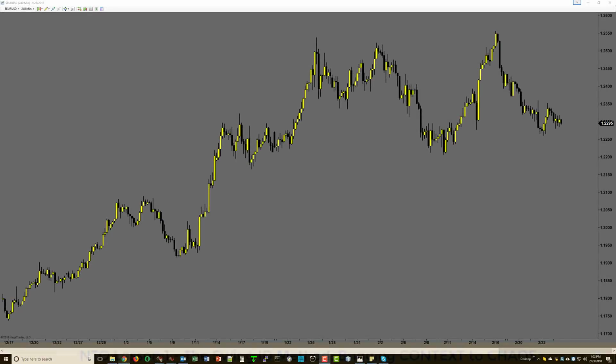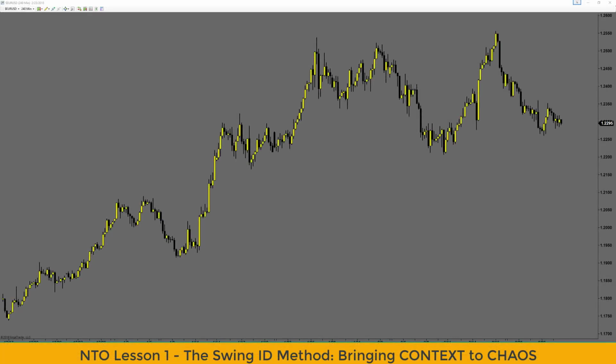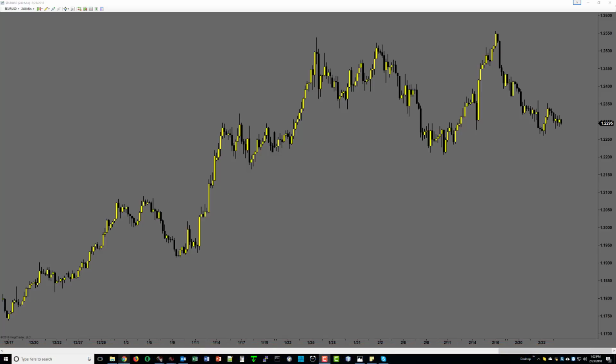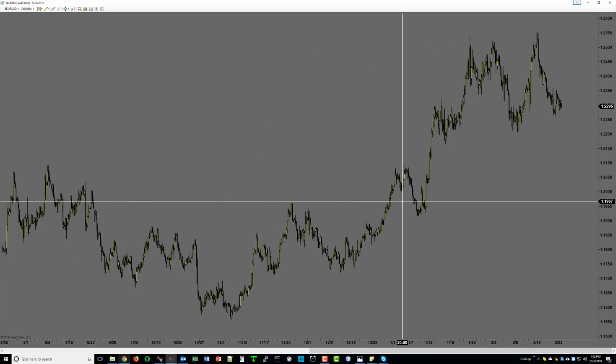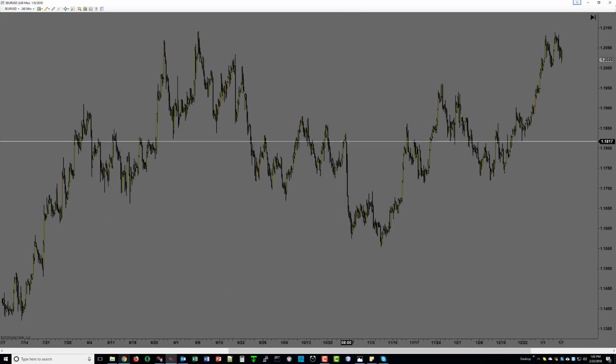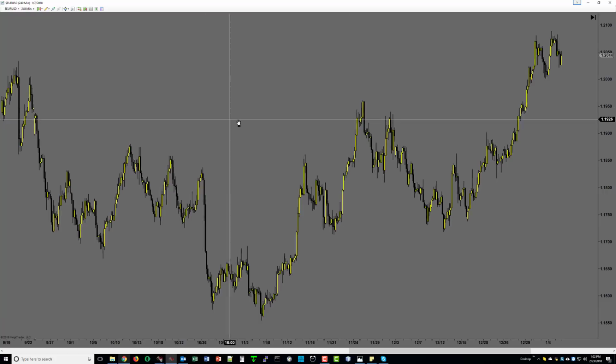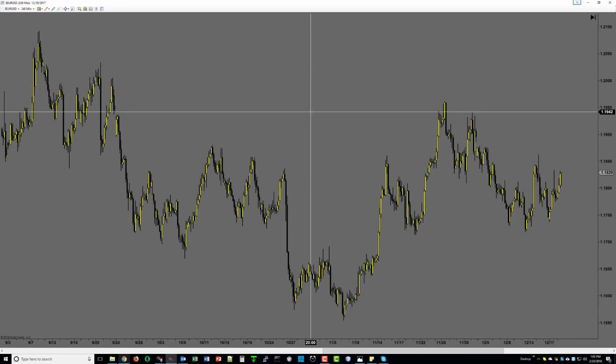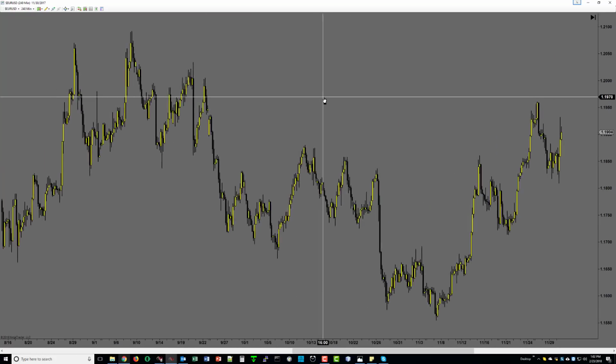All right, traders, in this first lesson, what we're going to do is bring context to chaos using the swing ID method. Guys, this is finally a method that anyone can use to identify important market movement quickly and easily. So, what do we mean? Well, when you look at the market, you need to be able to understand what's going on, right? You need to be able to know what movements are important, what ones I should be paying attention to.